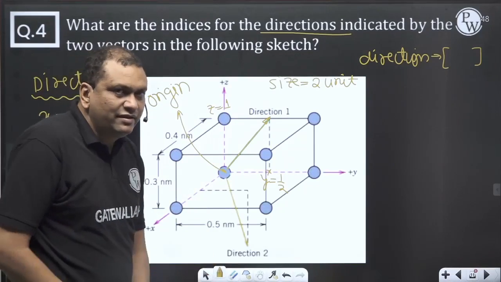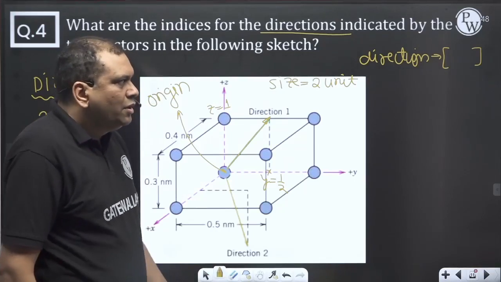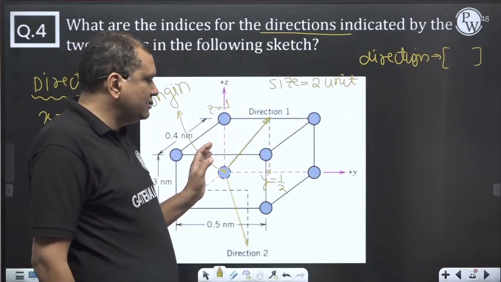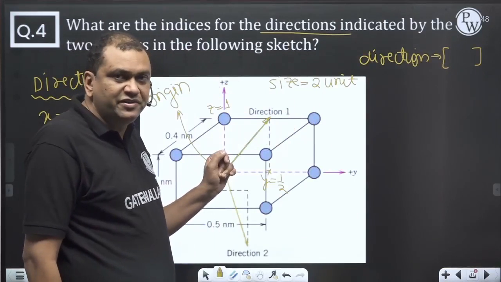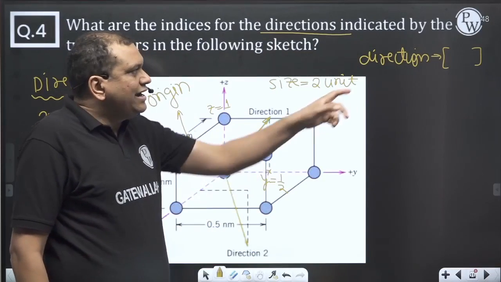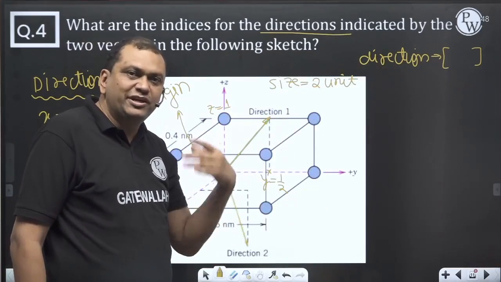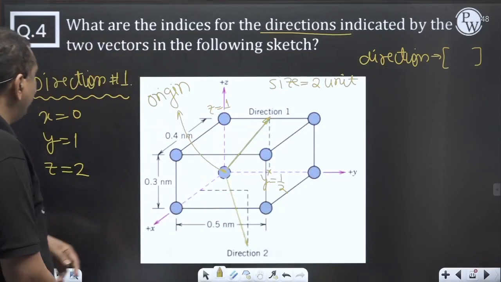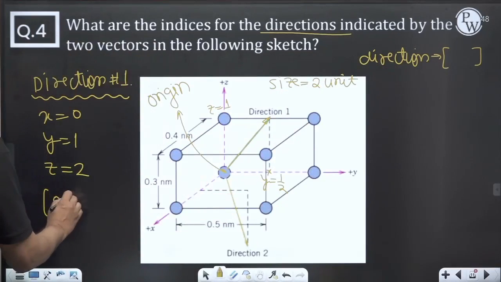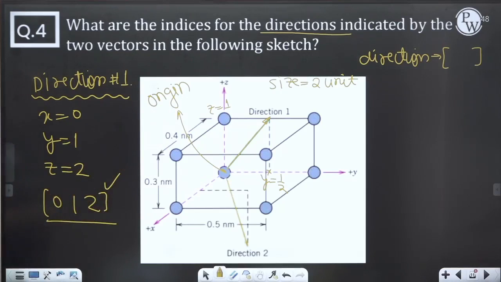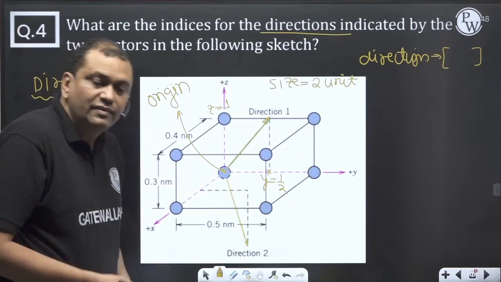Because what I said, the maximum number appearing in the bracket, you treat it as the size of the unit cell. Identify that coordinate in the 3-dimensional space and join it with the origin. So that's what we have done. So the direction will be 0, 1, 2. So direction 1 is 0, 1, 2. Okay now?